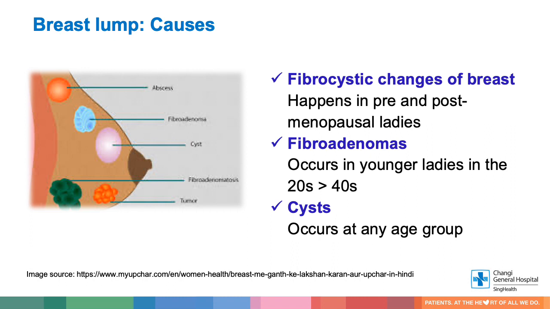The first one here is what is known as fibrocystic changes of the breast, and it is actually referring to changes that we normally expect in either pre or post-menopausal ladies because of normal hormonal changes. The second type of breast lumps are also known as fibroadenomas. They commonly occur in younger ladies between 20 to 40 years old. Of course, breast cysts, which can occur in any age group, can also present as a breast lump.